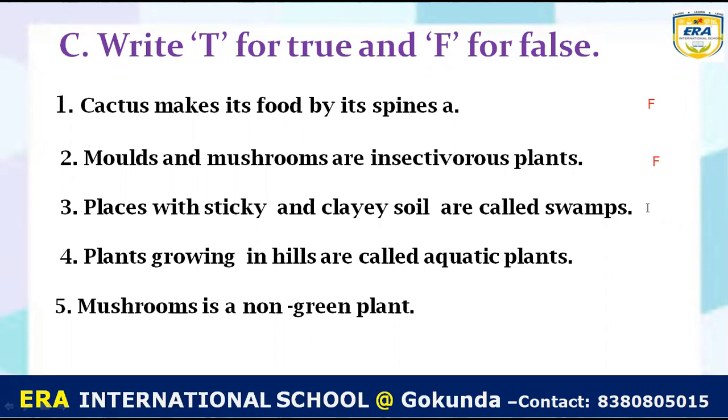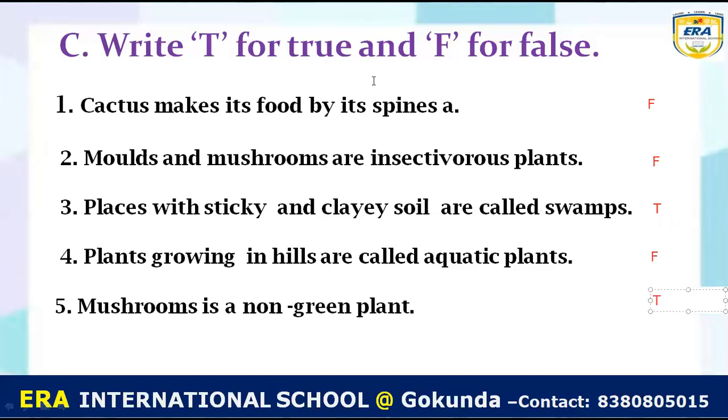Third question, so what is the answer here? Places with sticky and clayey soils are called swamps. So it is absolutely right. The places with sticky and clayey soil are called swamps. And the next point: plants growing in hills are called aquatic plants. So it's absolutely wrong, because plants growing in water are called aquatic plants. So it's false, that's why we write F here. And the last one: the mushroom is a non-green plant, so it's absolutely right.